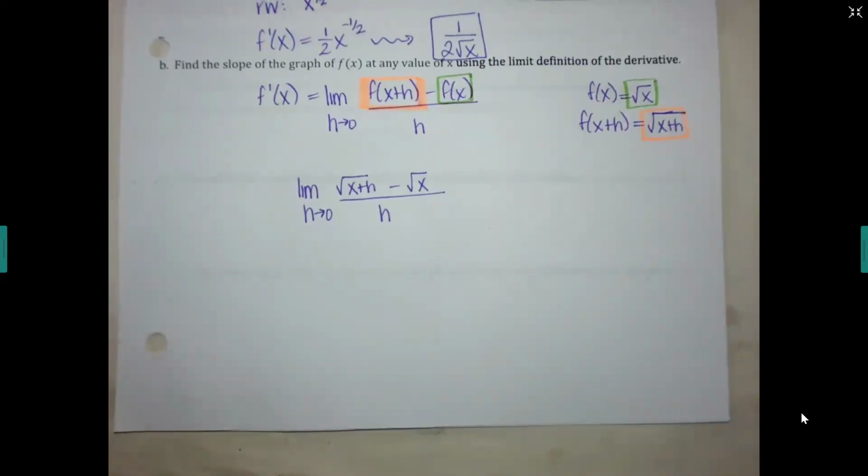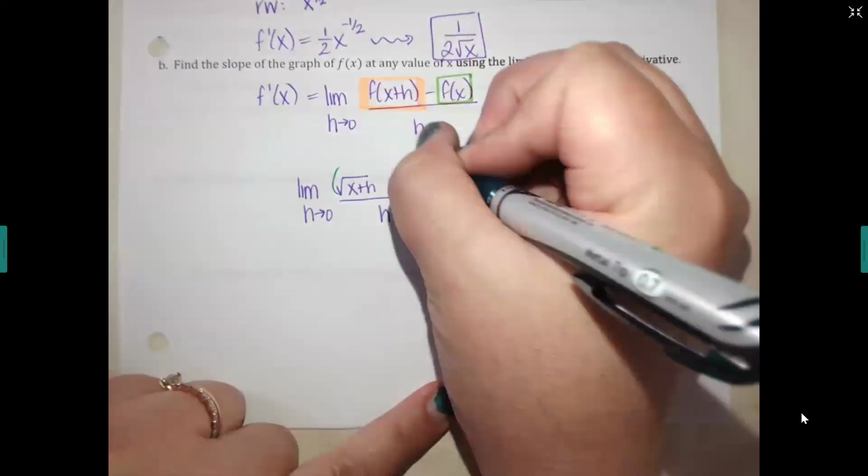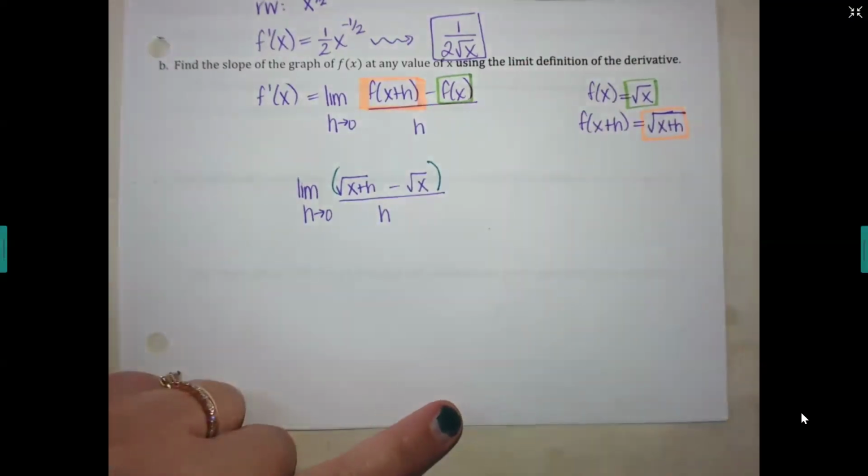Okay, now from here, I want you to think about last class. We learned 4 limit strategies: plug it in, factor and cancel, conjugates, and L'Hopital's rule. Which one did I use to solve limits that had square roots in them? Conjugates. Conjugates, very good. So we're going to take the top and we're going to multiply by the conjugate.